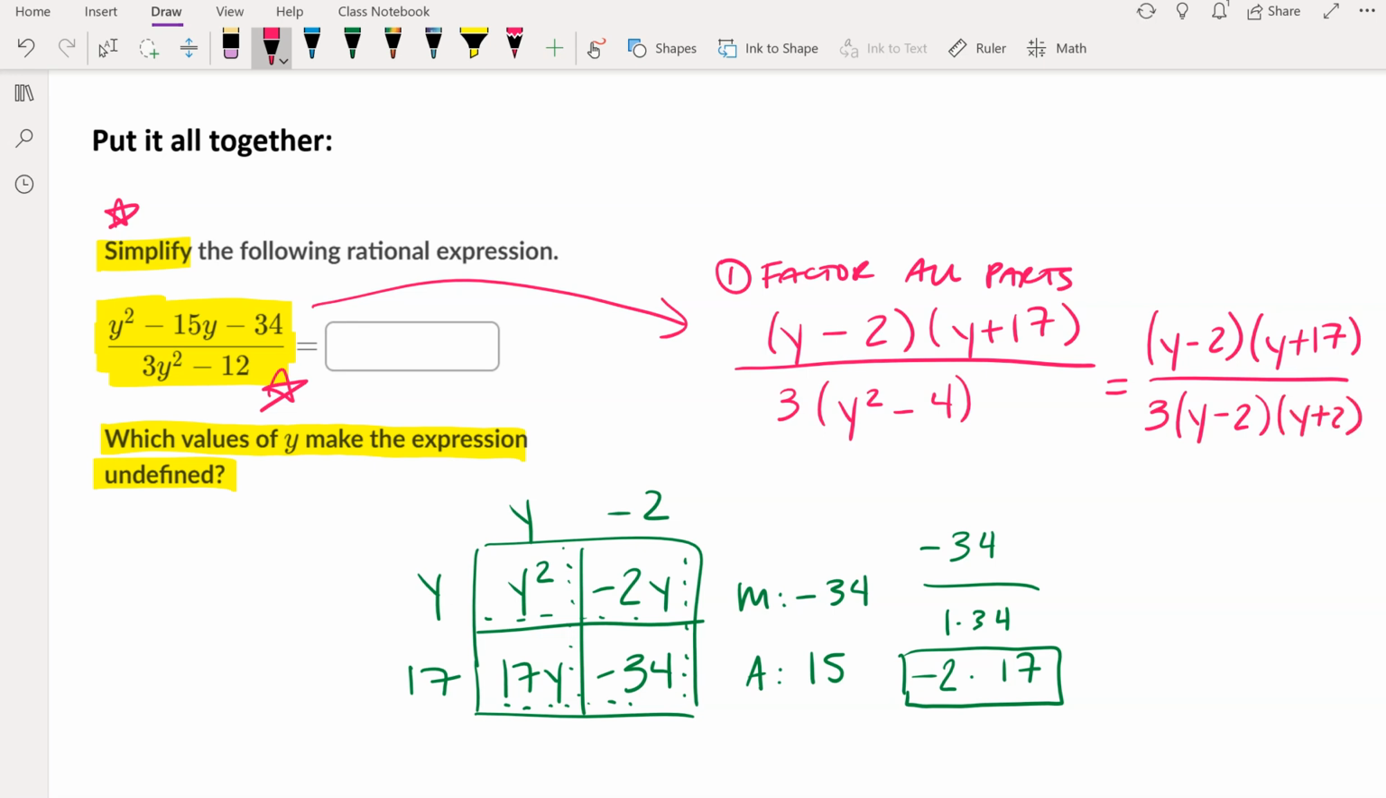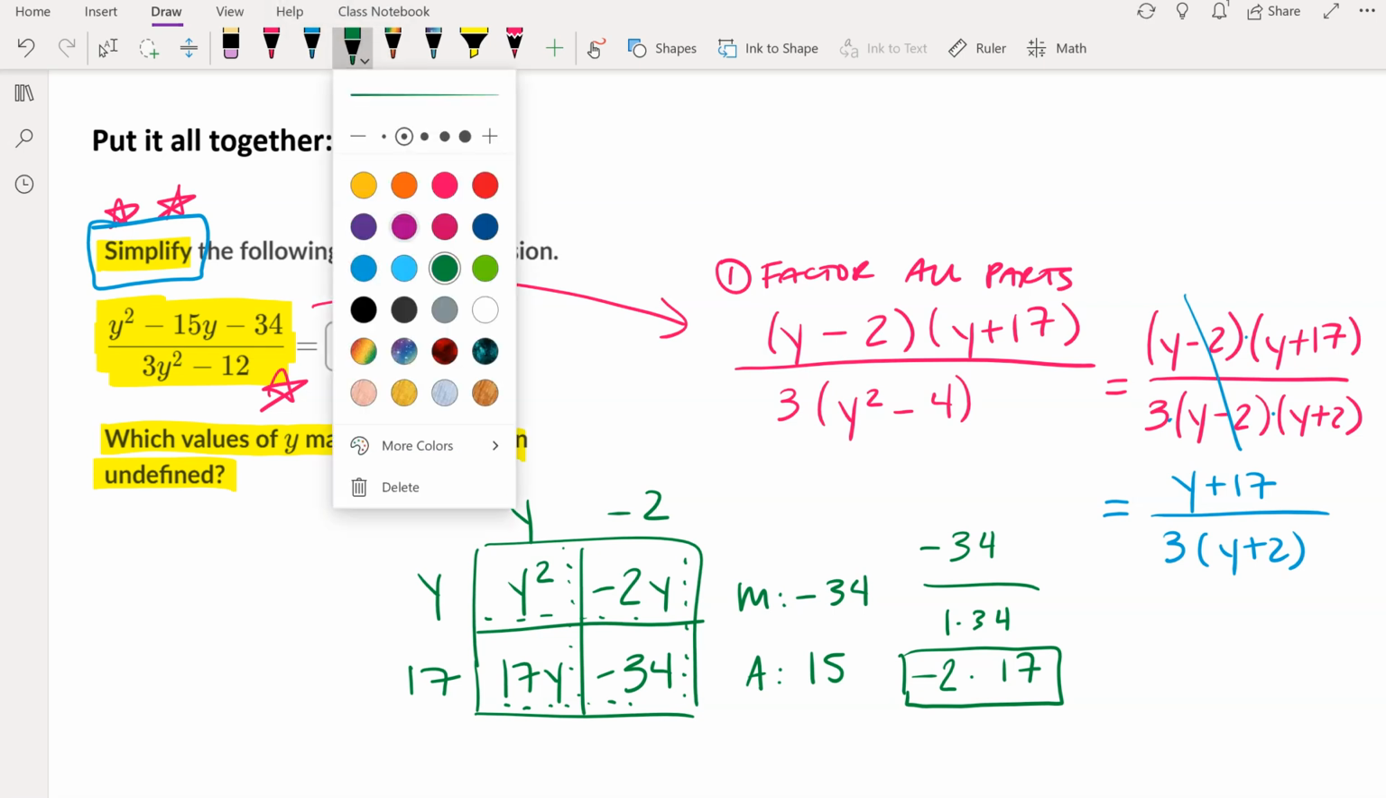Okay, sweet. This told us to simplify the rational expression. So that means we need to cross out things that we're allowed to cross out. So what are we allowed to cross out? What is matching in the numerator and denominator and is being separated by multiplication? All these factors are separated by multiplication. So we're going to cross out matching things. Boom. Equals, here's the simplified form, y plus 17 on top over 3 times y plus 2 on bottom. All right, we have finished simplifying. We did that in blue.